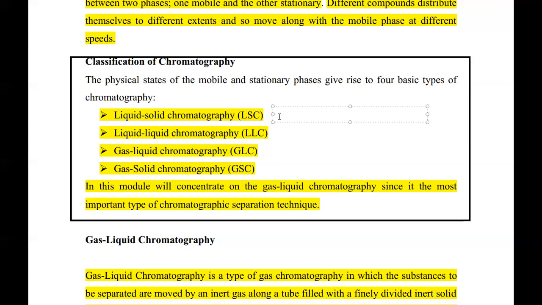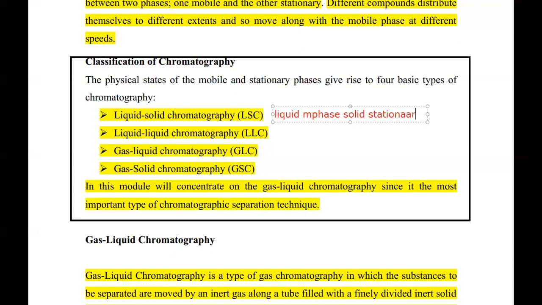And if the stationary phase that is used is a solid, it's going to have that combination of liquid solid chromatography. So liquid solid chromatography. The liquid here is the mobile phase, in case the question comes like that. This is the mobile phase. This is the mobile phase.